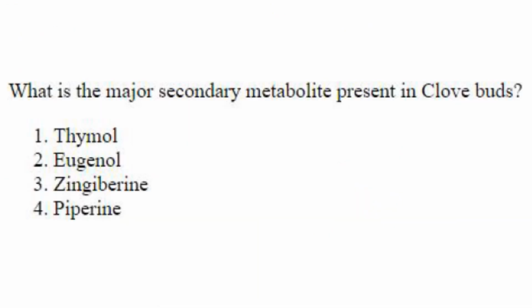Then next one. Which is the major secondary metabolite present in clove bud? It is eugenol. Answer is option 2. Thymol, it is a monoterpene phenol found in Thymus species. Then zingiberene, it is a sesquiterpene compound found in ginger. And piperine, it is an alkaloid present in black pepper.